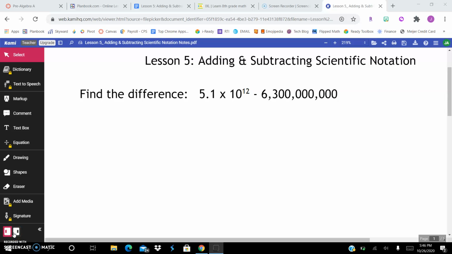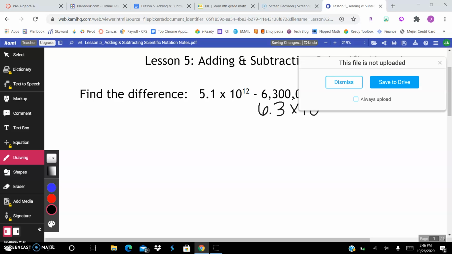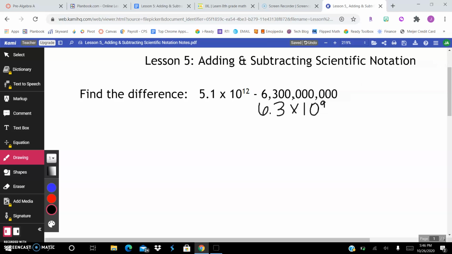So continuing on with adding in scientific notation, today we're going to look at adding and subtracting. The same rule applies. We have to have two numbers in scientific notation. So for this question, I am going to change that number into scientific notation. So it would be 6.3 times 10 to the 9th power. So I have 12 as an exponent and I have 9 as an exponent.